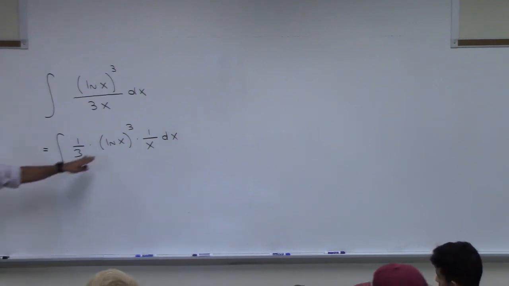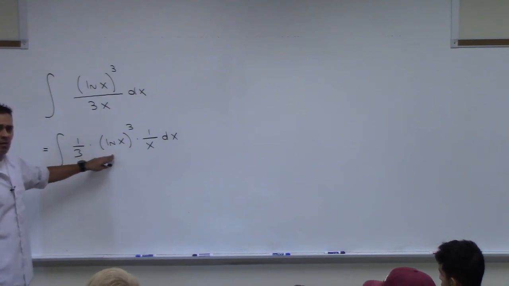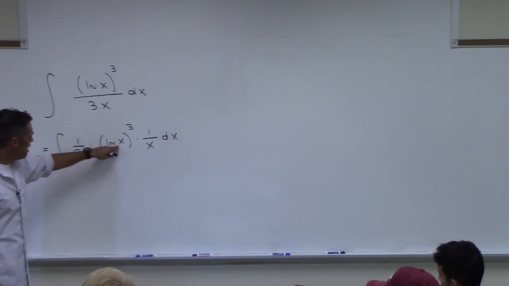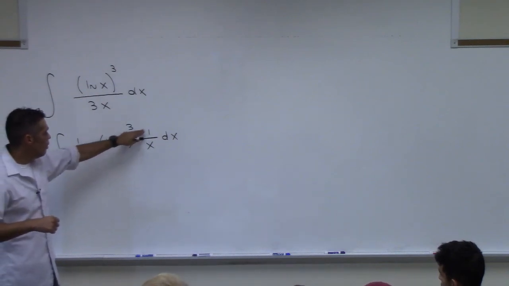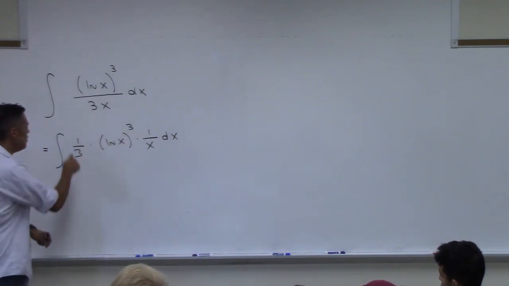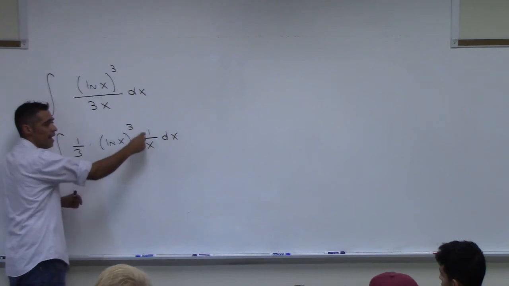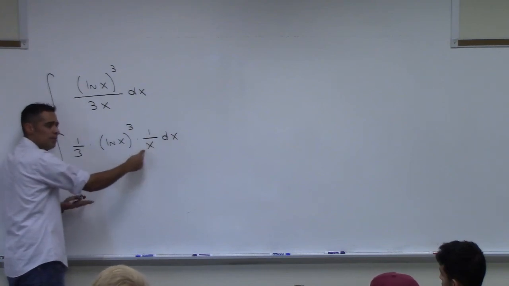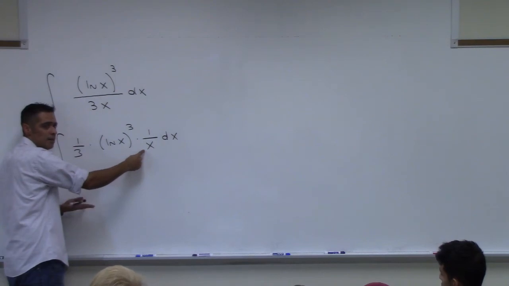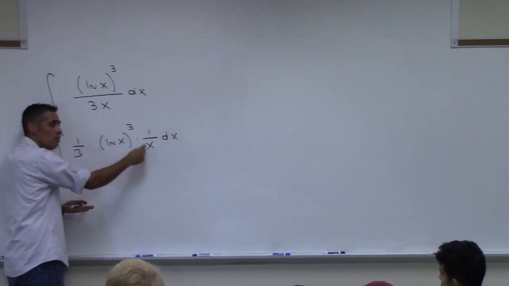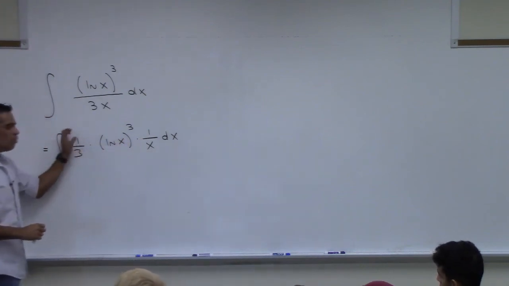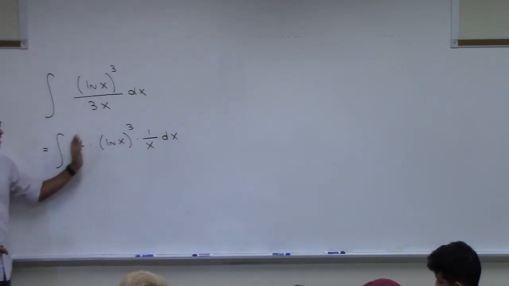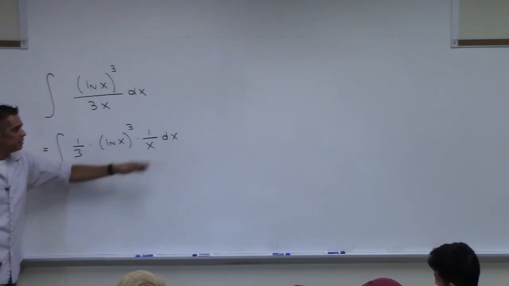Is it easier now to see that u should be natural log of x? If u is natural log of x, that's our something. Our derivative is what? 1 over x, right? Now, what if you had put the 3 under here and put 1 over 3x instead? Well, you would have been off by a constant. No big deal. You still would have had 1 over x with the 3 there. But I've peeled the 1/3 off to the front so it doesn't interfere with the 1 over x.